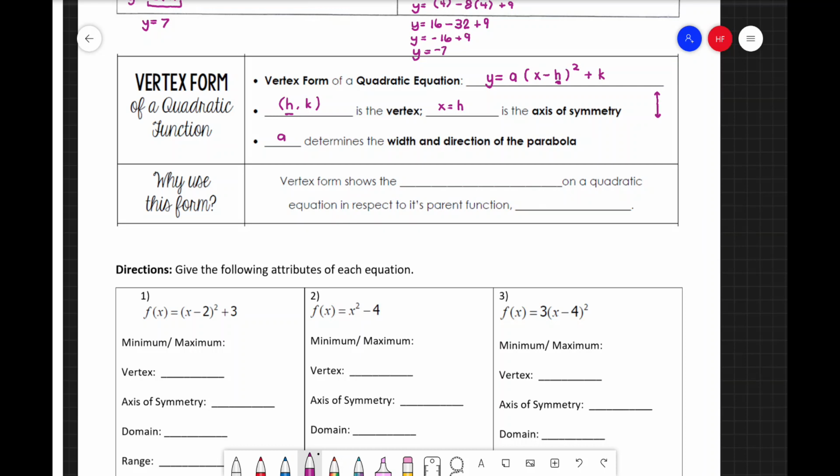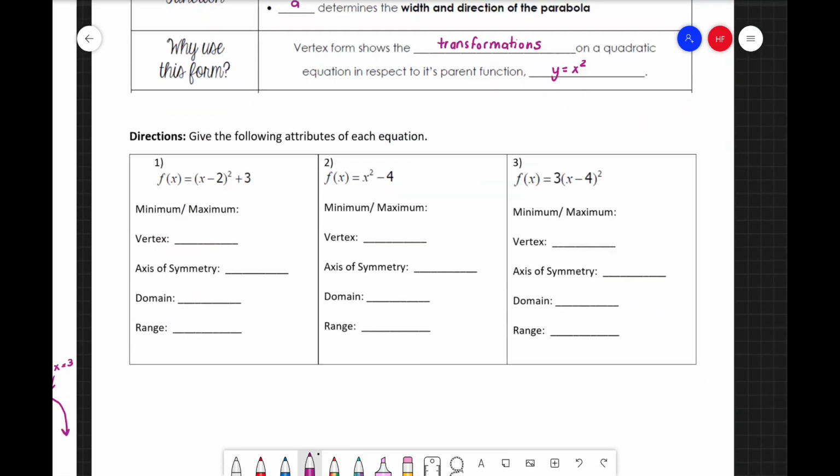So why in the world would we want to use this form when we have standard form? Why would we want to introduce new variables? Well, vertex form shows all the transformations. So just looking straight at that equation, I know all the transformations that happen to the parent function y equals x squared. I don't have to physically graph it and say, okay, it moved to the left, it got wider. I can just look at the equation and know based on the numbers. So it is very useful when we're talking about transformations.